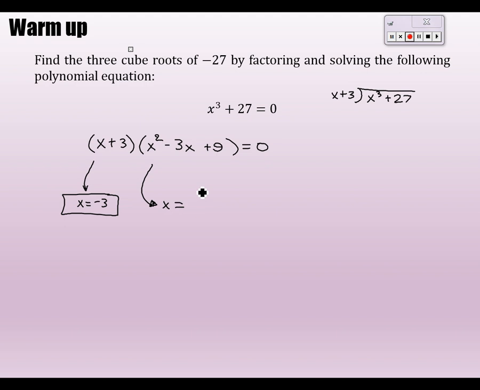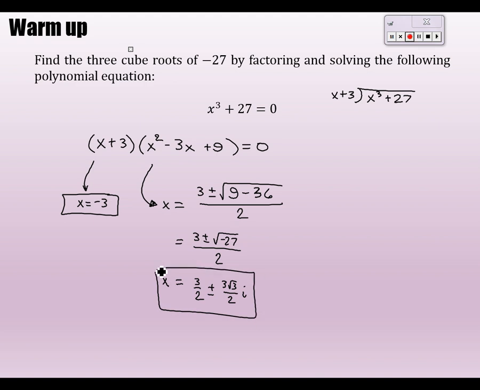x equals negative b plus or minus the square root of b squared minus 4ac, all over 2a. So that'll be 3 plus or minus the square root of negative 27, all over 2. So that's 3 halves plus or minus 3 root 3 over 2 times i. All right, so those are our three cube roots of negative 27. Does that make sense? How you could do this using old school technology. So three answers. If you were to cube any one of them, you would get negative 27. You could try that. That's the point. Cool? All right.